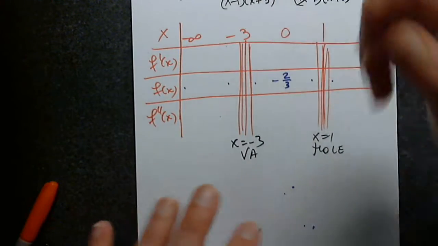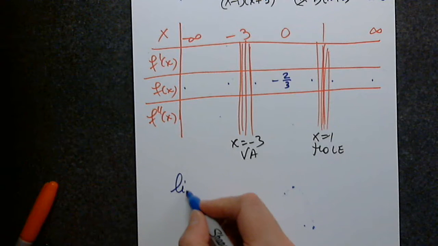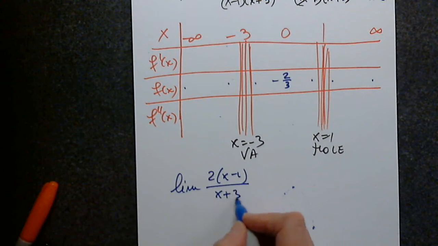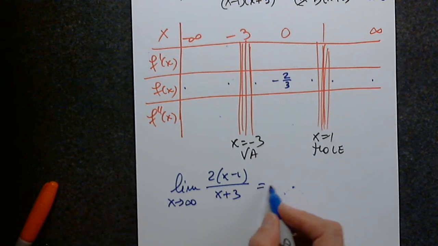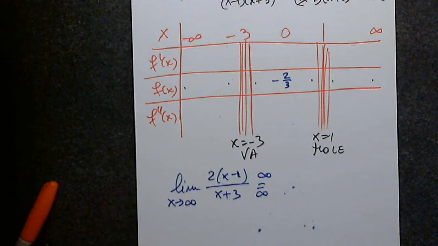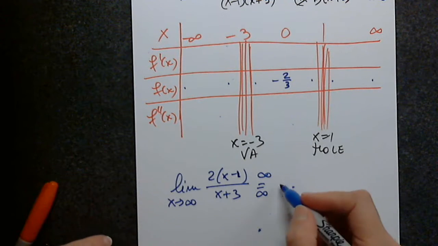Okay, let's write it. So we have limit of 2x minus 1 divided by x plus 3 when x approaches infinity. So this is infinity over infinity. We have exactly 2 situations in which L'Hopital's rule is applicable. One is 0 over 0, and the other one is infinity over infinity. Let's say we don't remember from pre-calc, and we differentiate the top.